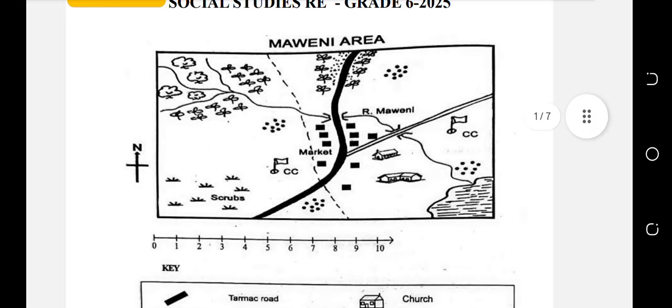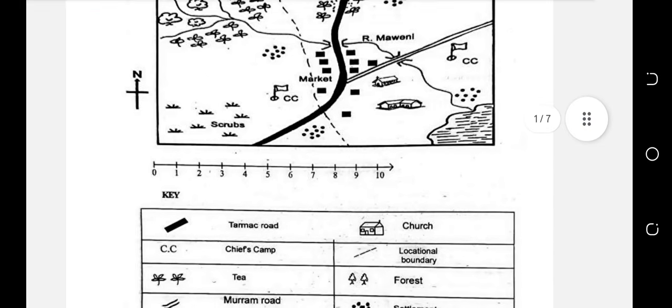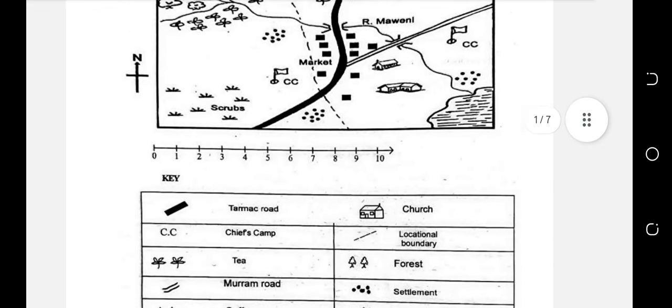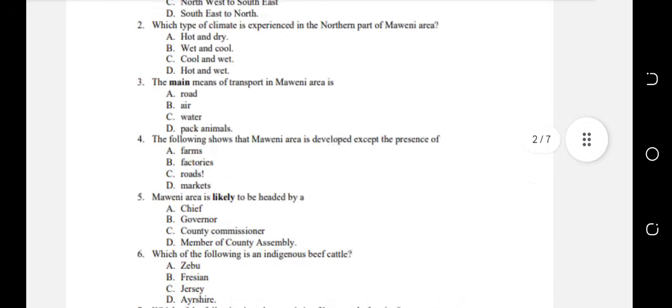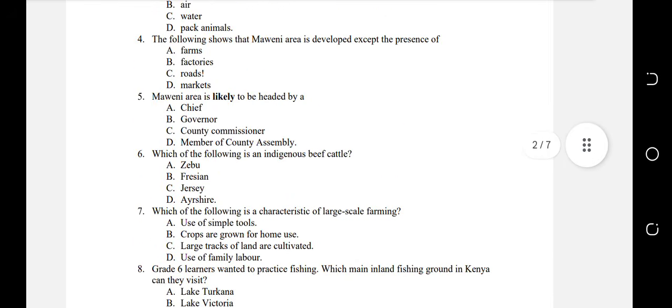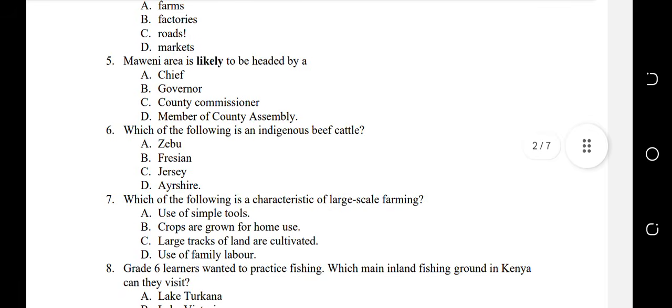You can see it has a boundary, and this is a locational boundary. Therefore, this cannot be governed by the chief. It cannot be governed by the governor because it isn't a county. It cannot be governed by the member of county assembly. So the person who governs this area must be a county commissioner.